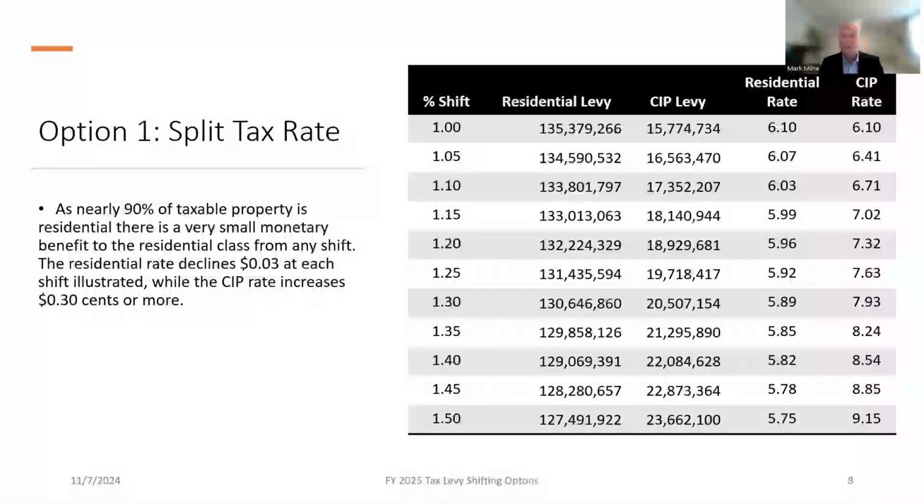So option one allows the community to split the tax rate, whereby the tax rate for the CIP class could be 1.5 times greater than that of the residential class. And this table illustrates what the tax levy would be for each class under a 5% shift, in multiples of 5% shifts. As you can see, the residential rate would drop about 3 cents at every shift of 5, with the CIP rate correspondingly going up about 30 cents.